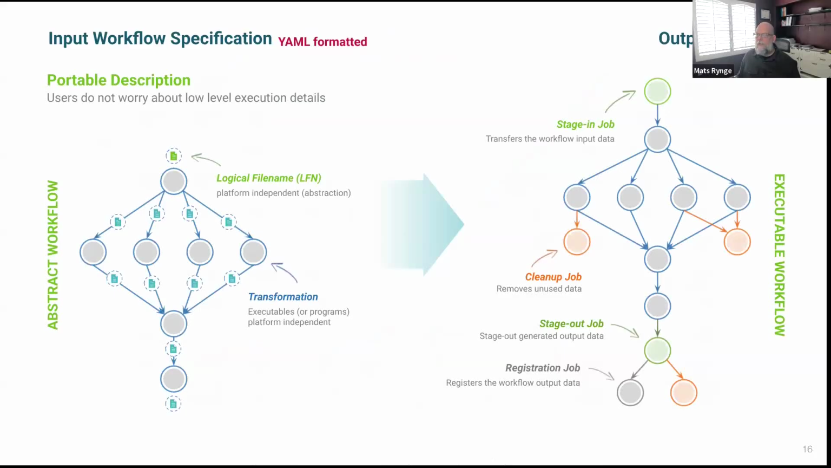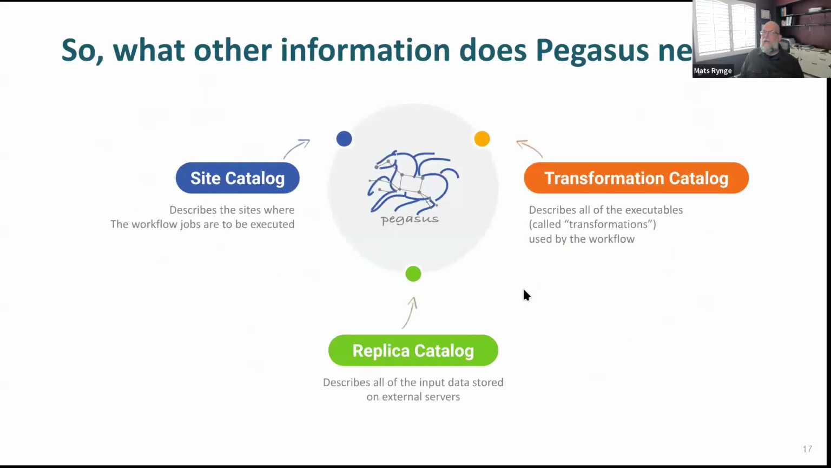We talked about this already, how we went from an abstract workflow to an executable workflow. One of the questions here, though, is that this abstract workflow doesn't have information about data locations or software locations or anything like that. So where does Pegasus get that information? How can it go from its abstract to this executable workflow? What we do is we have something called catalogs that contains that information.